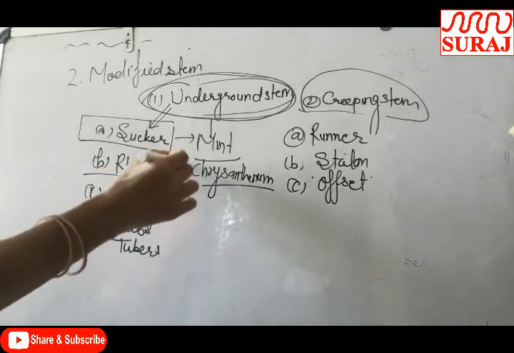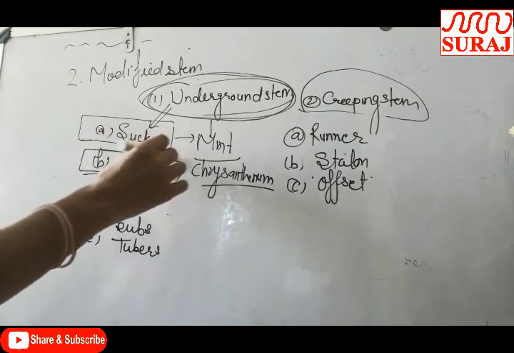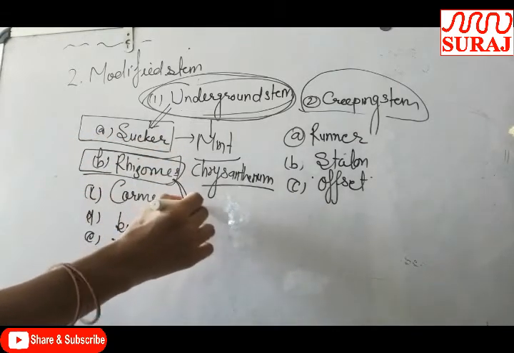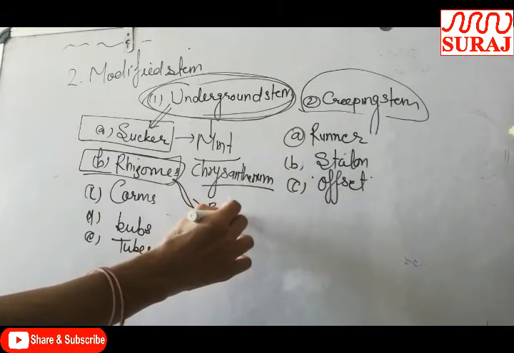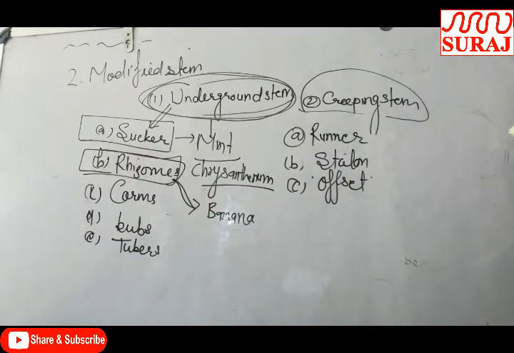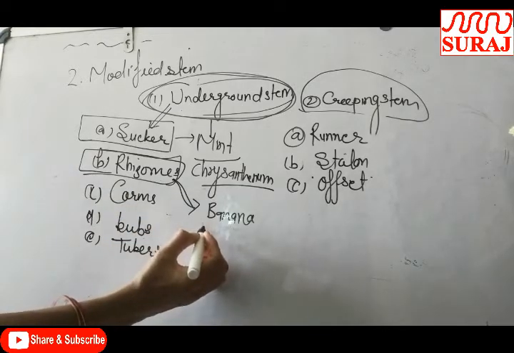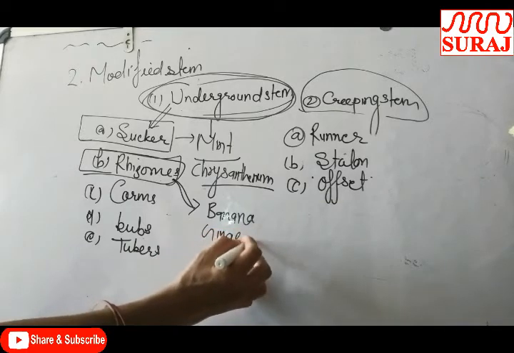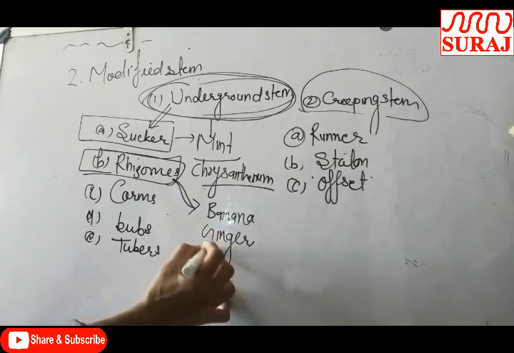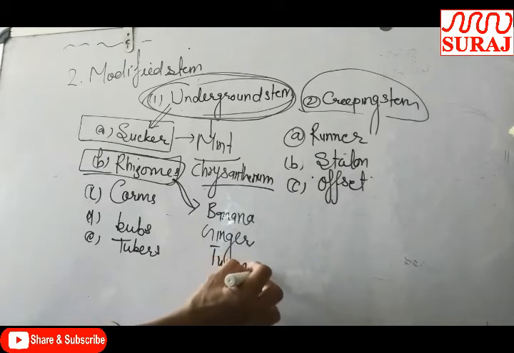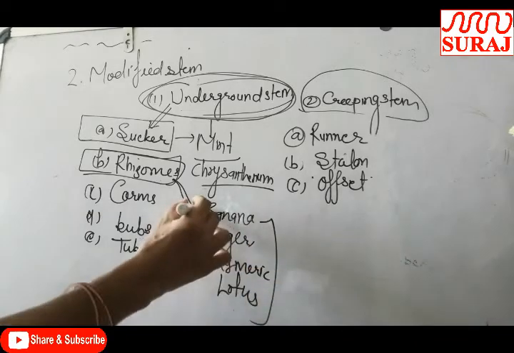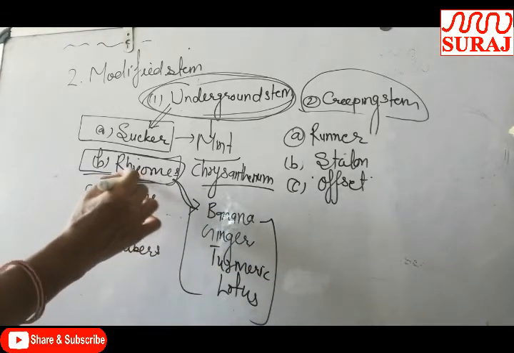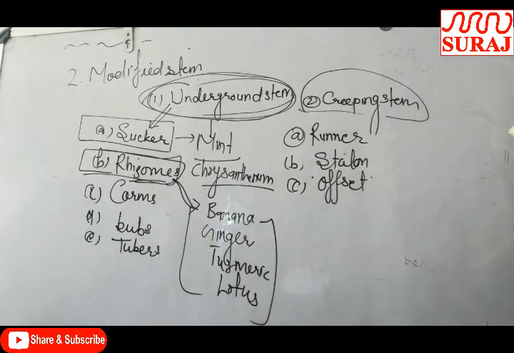Second is rhizome. Rhizome is also a modified underground stem and it is present in banana. Rhizomes are present in banana, ginger, turmeric, lotus. These grow by the modified underground stems known as rhizomes.